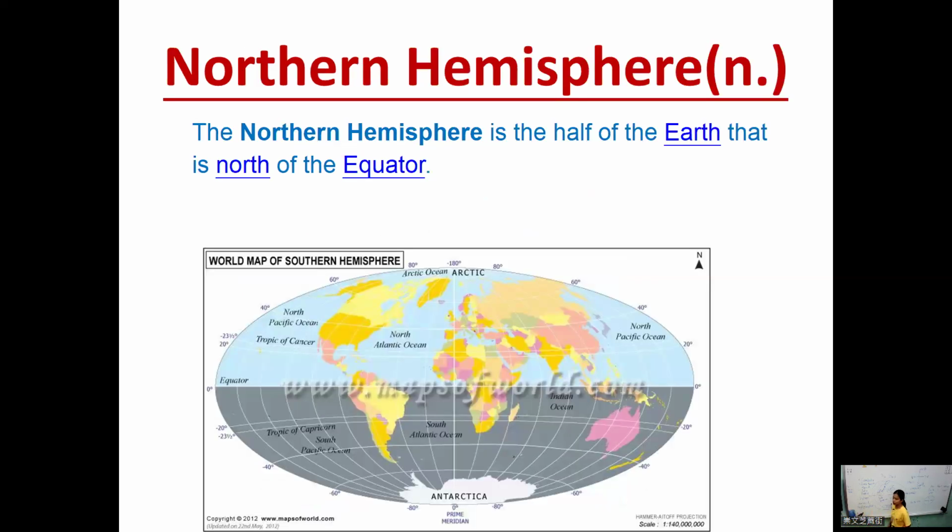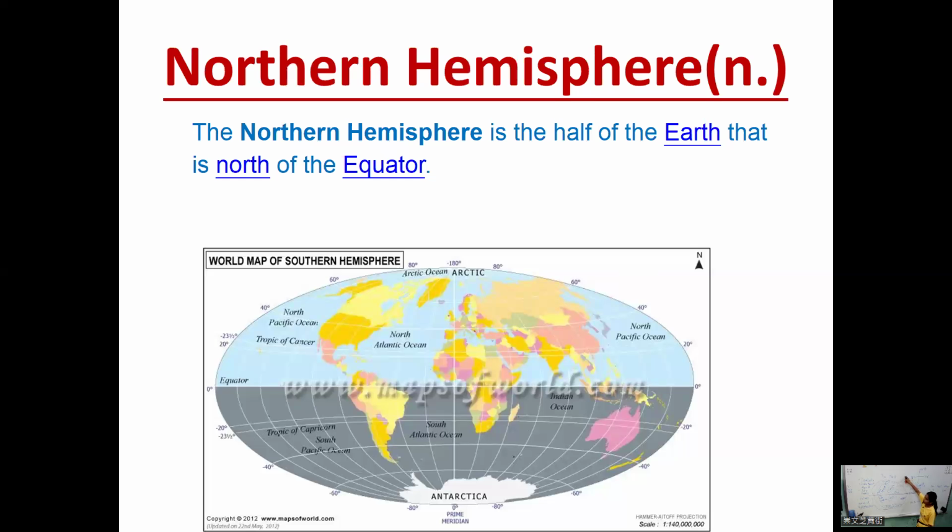Next, we have northern hemisphere. So that is the upper part. I told you this is the imaginary line, right? So we have the top and the bottom. The top is called northern hemisphere. So what is the hemisphere? Like the area, okay, part of the world.